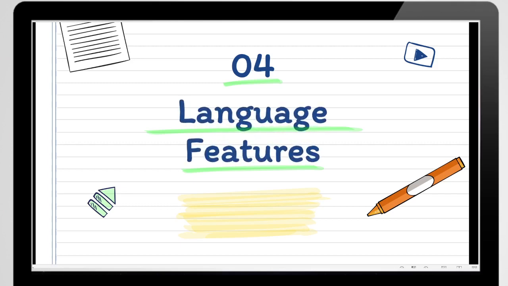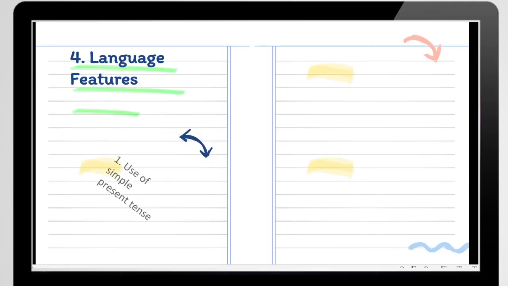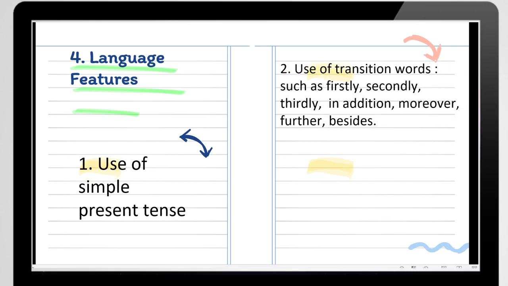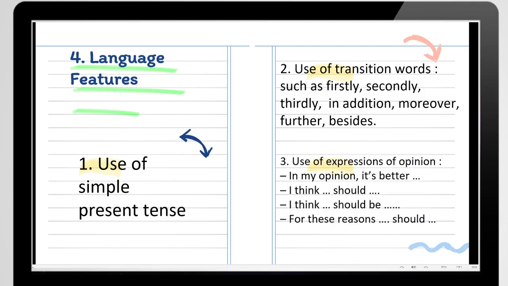Okay, the fourth, language features. Here we use simple present tense, and we also use transition words such as firstly, secondly, in addition, besides, and many more. And we also need to use expression of opinion, like this one: in my opinion, I think, we should.